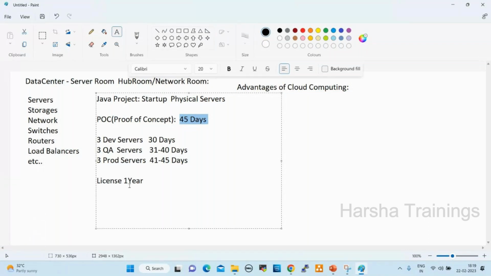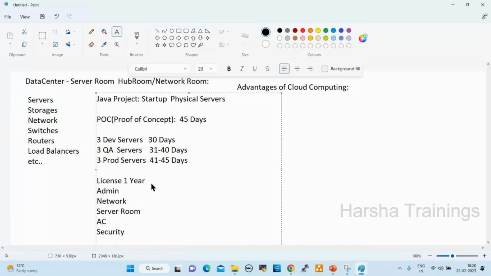And also here, we need to recruit one admin to set up the servers, right? Also, we need to have some network, and we require a server room. We require AC to configure the servers. Without AC, servers will not work. When we enter the data center, we see the temperature is very low, minus degrees, right? And also we require security, server room security. These are all required to configure the physical servers.